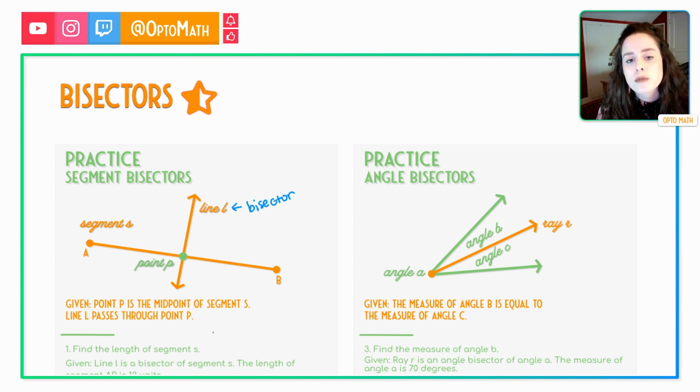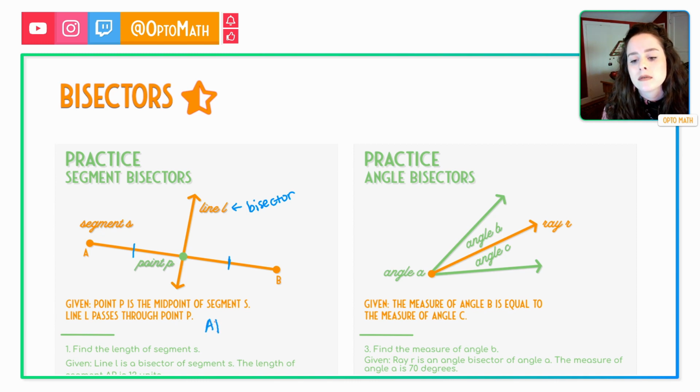Because it passes through the midpoint, that is telling us it cuts segment S into two equal-sized pieces, or two congruent pieces, or two congruent segments. Let's draw our tick marks, or our congruency marks. So just two different ways of saying the same thing. That tells us that segment AP is congruent to segment PB. So let's write that as well.